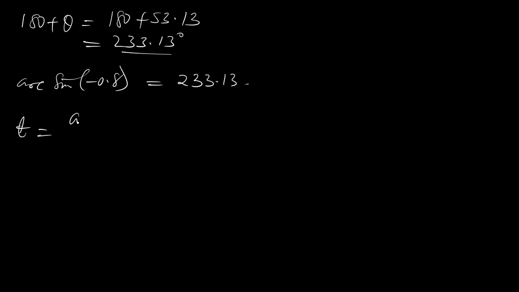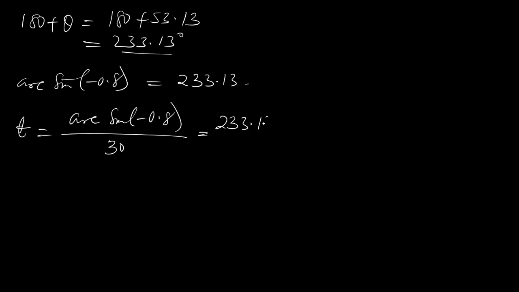Now that means the time, which is equal to arc sine minus 0.8 divided by 30, will be 233.13 divided by 30. If you divide by 30, you have 7.771 hours. Now let's change this decimal hour to minutes.